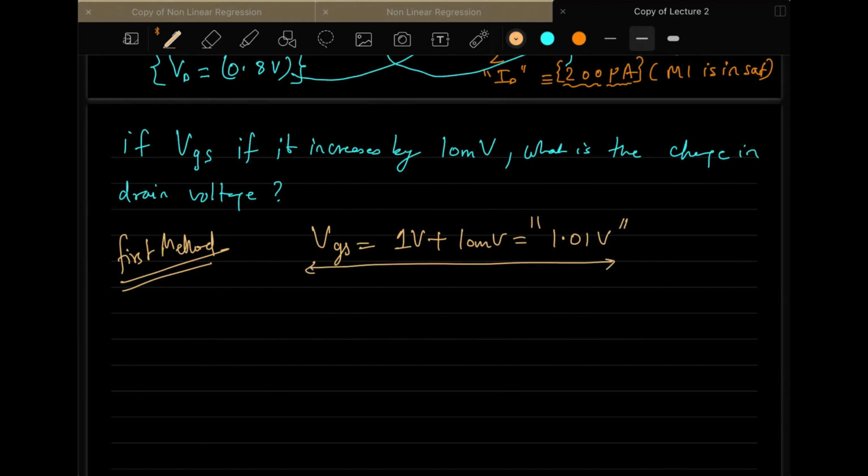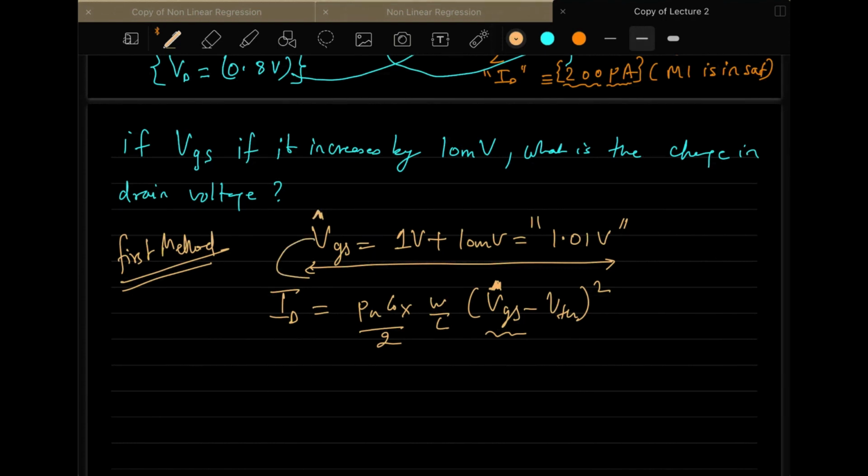So what you do is the same thing again. You calculate ID, assuming that it's in saturation, by replacing this VGS by this new VGS. I am replacing it by the cap here. So this cap is the new VGS. You keep it here, and then the threshold voltage, you know everything here. So the current will now be given as 206.7 microamperes.